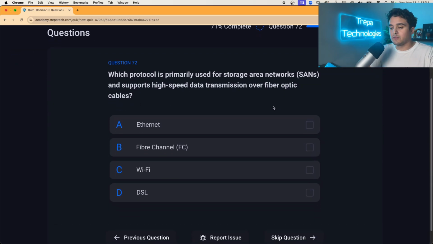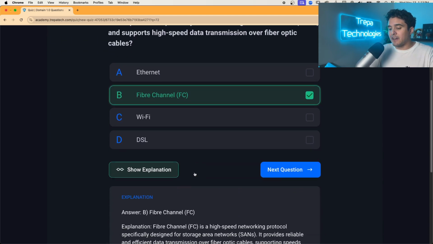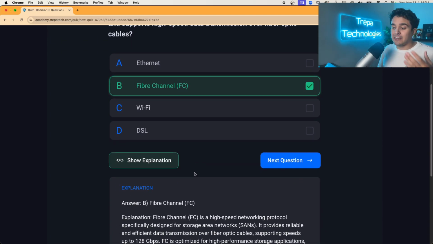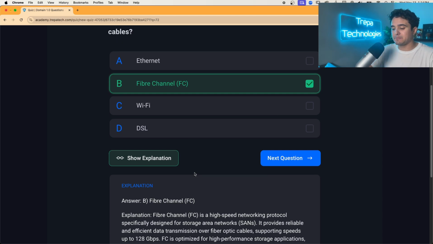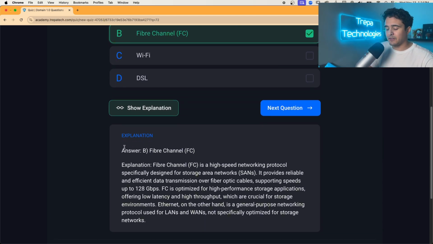Question 72. Which protocol is primarily used for storage area networks, SANs, and supports high-speed data transmission over fiber optic cables? That's Fibre Channel, okay? Fibre Channel is going to be when we have those NetApps, those Dell EMC storage area networks that are so robust, petabytes of storage and data being stored there, and we need to get that to the rest of the data center and our LAN and our enterprise. We can implement Fibre Channel as that connection type. Go ahead and pause the video if you'd like to read the explanation.